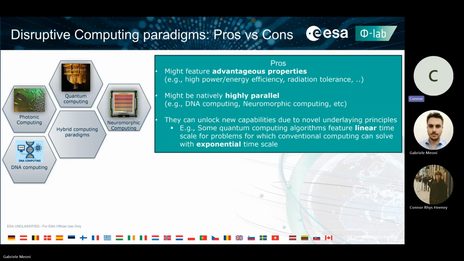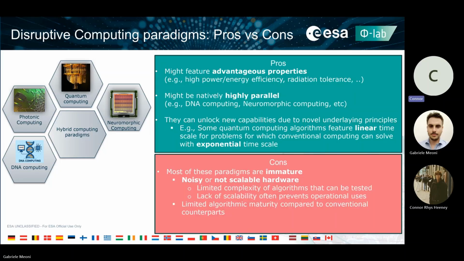This is just an example. I'm not sure it's working, but at least it is a proposed computing paradigm that is interesting to be explored. And then they can unlock novel capabilities due to the new underlying principle. We will see an example in quantum computing, how quantum computing can solve some problems way better than classical computing.